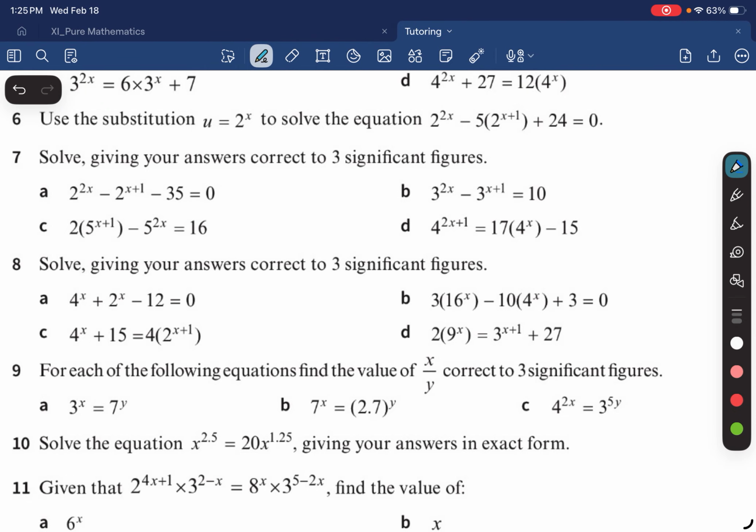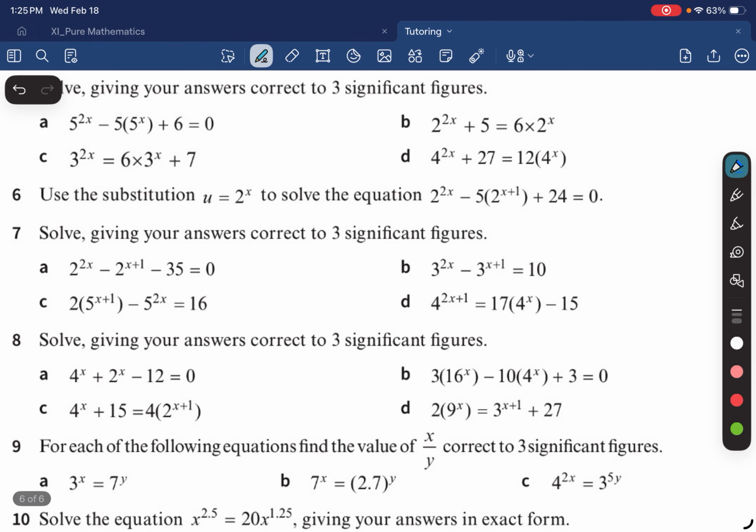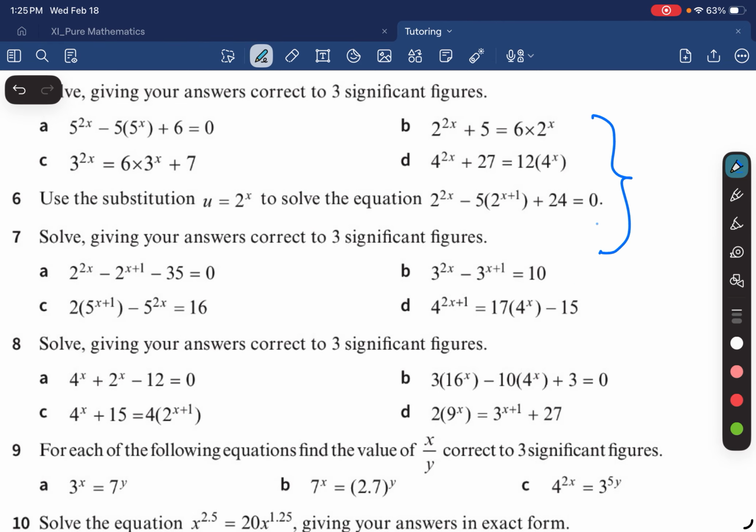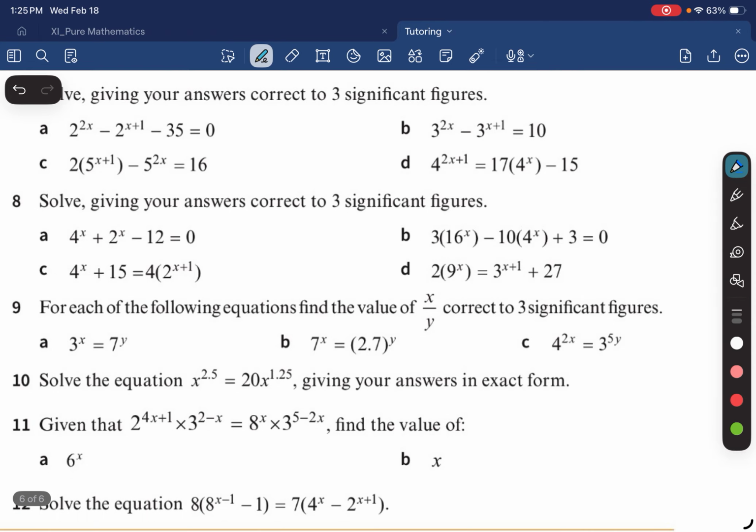So I'm going to leave these questions to you because I think they're going to be good practice. And once you have gotten the idea, if you have understood the ideas here, I think you are more than capable of solving these questions.